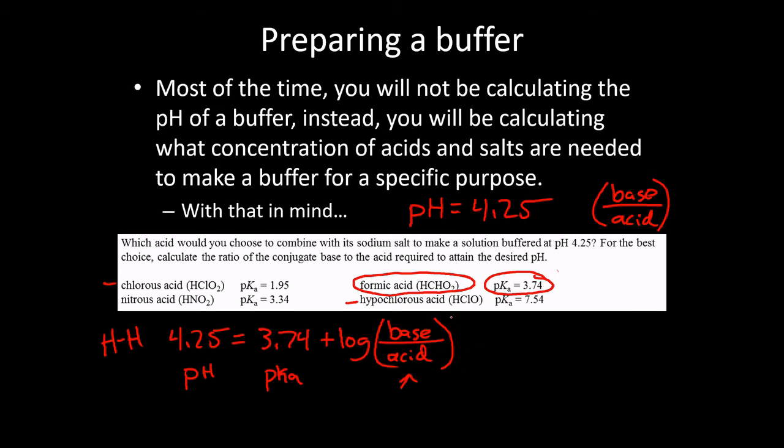So if we solve for that ratio, we'll have 4.25 minus 3.74, and then we're going to take the anti-log of the 0.51 that we get there, which is to say we're going to take 10 raised to 0.51. And that gives us, for our ratio, 3.24.